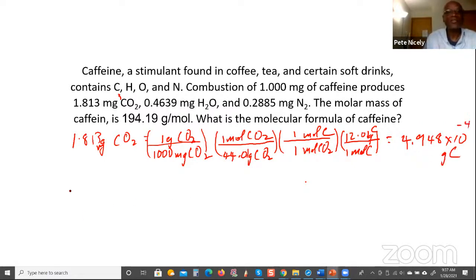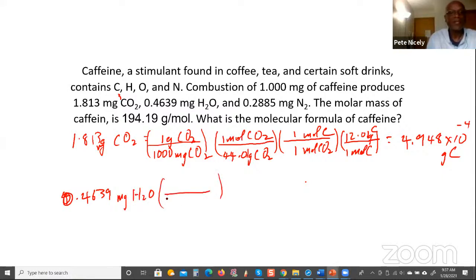And then I'm going to do a similar calculation for the water. So that would be 0.4639 milligrams of water. We're going to convert that to grams.